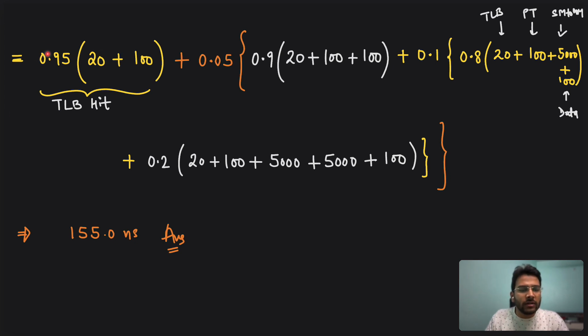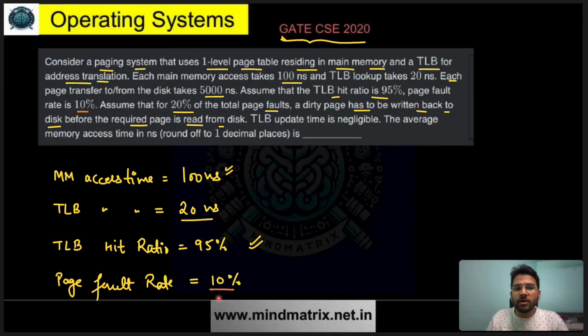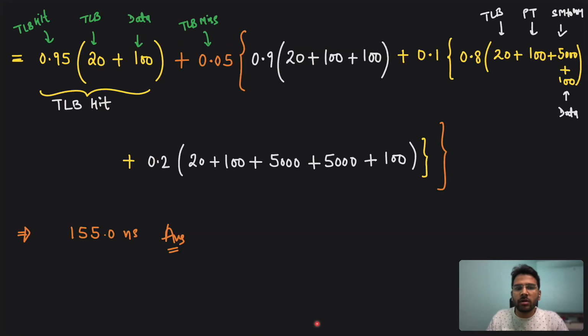Carefully see. This indicates there is a TLB hit. This indicates the TLB lookup. This indicates the direct data that you are getting from the main memory. Clear? This indicates a TLB miss. If there is a TLB miss, in that case, what to do? First you are going to check whether there is a page fault or not, because 10% is the page fault.